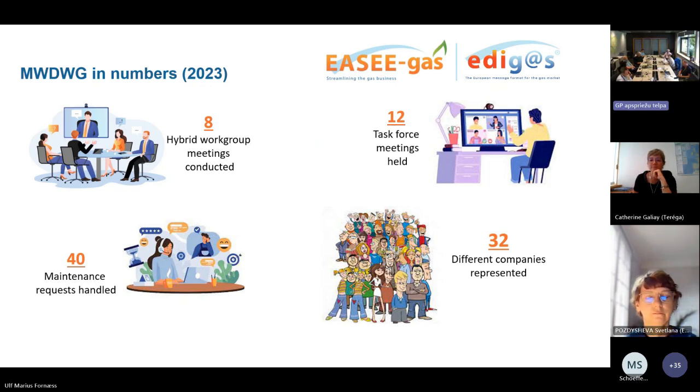We also have task forces. So we held 12 task force meetings last year. We have a task force about the 6.1 implementation, about our EASEE-gas implementation, but we are also talking about the gas flow model and about capacity messages. And last year we had more than 30 different companies represented, as you could also see from the picture where all the symbols of the companies were there.